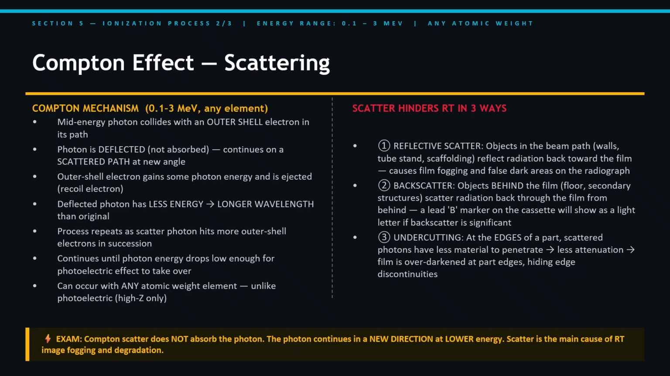A Level 3 inspector should never think of scatter as merely a theoretical radiation physics topic. Scatter directly influences image quality, contrast, interpretation, and radiographic sensitivity. The key examination statement is simple. Compton interaction produces a scattered photon with reduced energy.